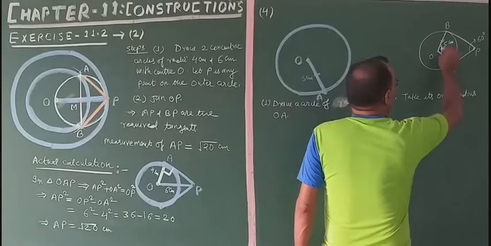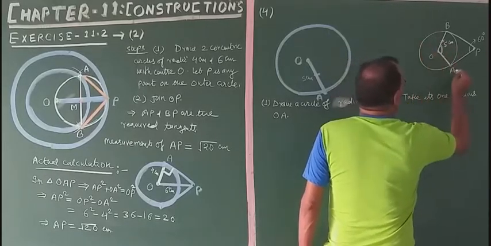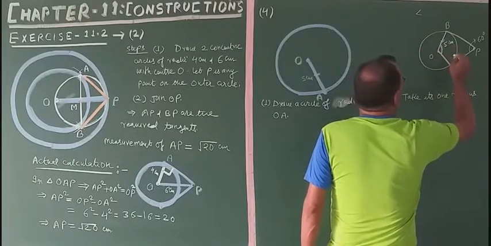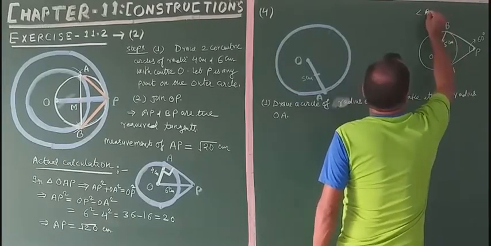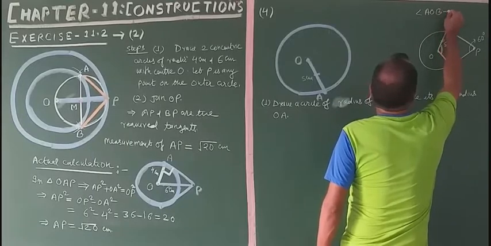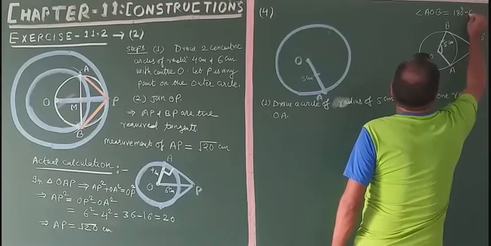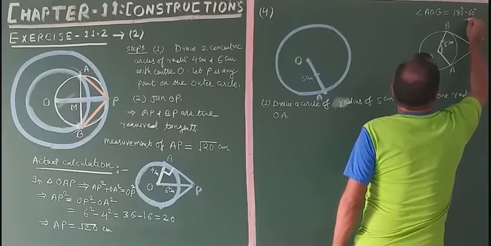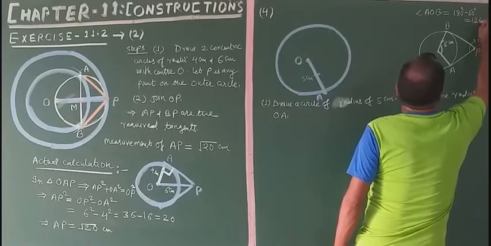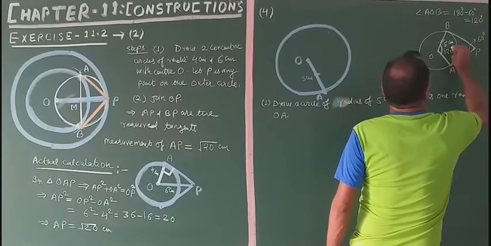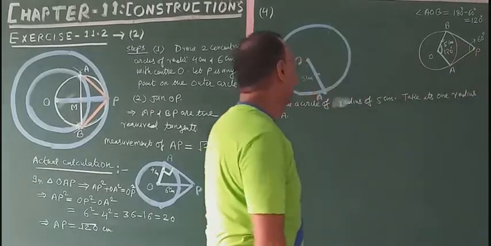So what should be the value of this angle AOB? It is 180 minus 60 degree. What should be the value of this? 120 degree.